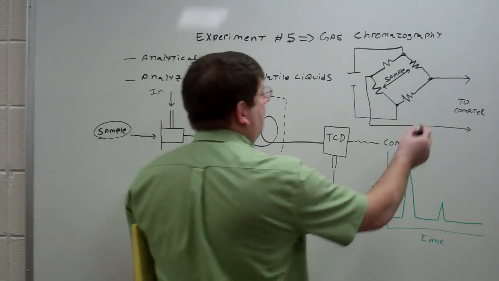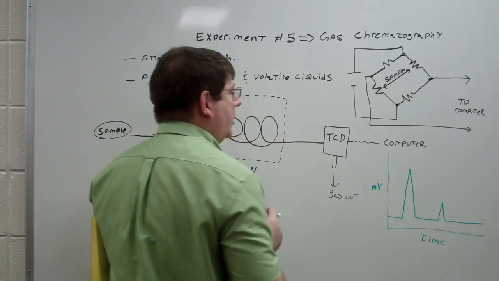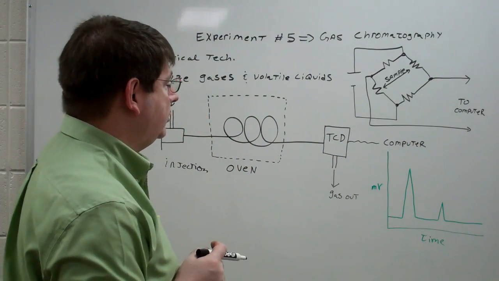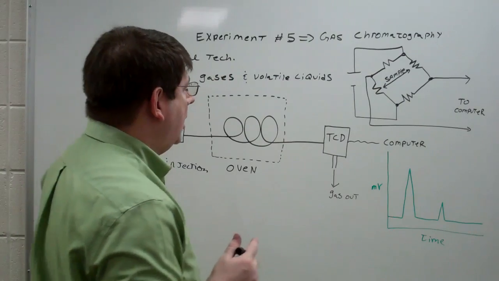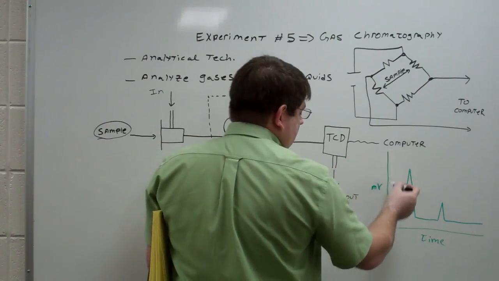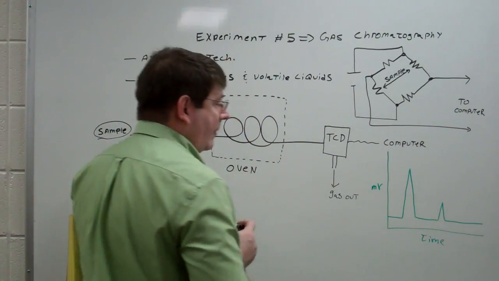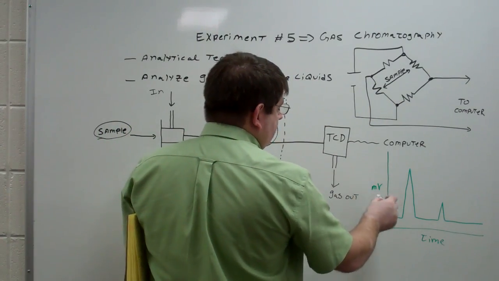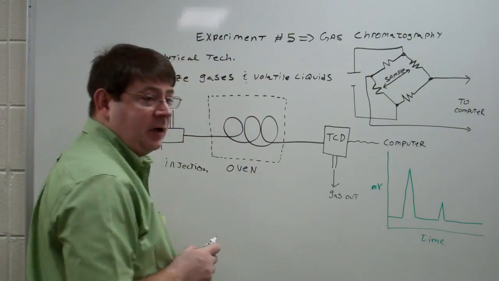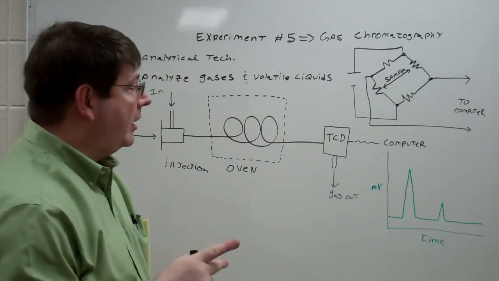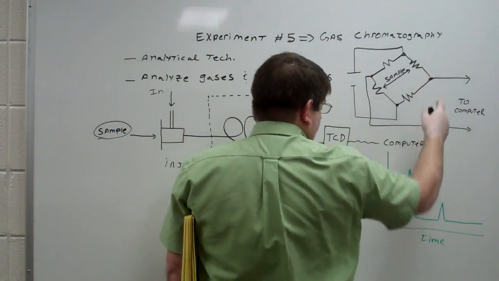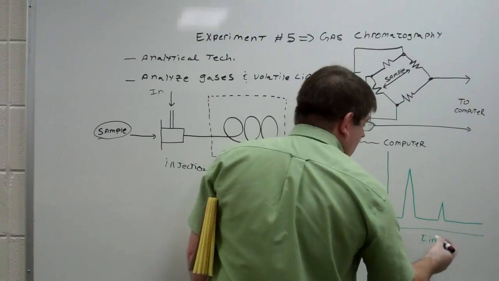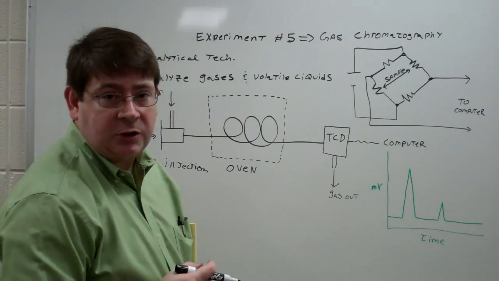And so the computer then can read the voltage across the Wheatstone bridge and give that to us as a signal. What you will see on the computer is something that looks like this. It's known as a chromatogram. You'll notice on the y-axis, this is known as the response, and the response here is in millivolts. So you're actually registering the millivolts across the Wheatstone bridge. And on the x-axis, we have time, also known as retention time.